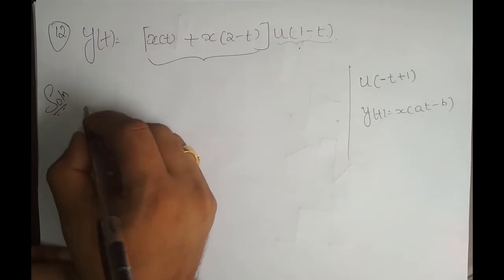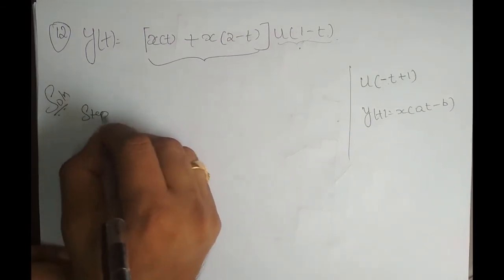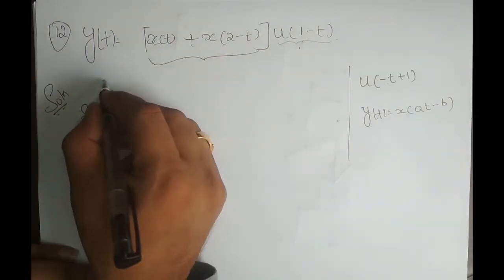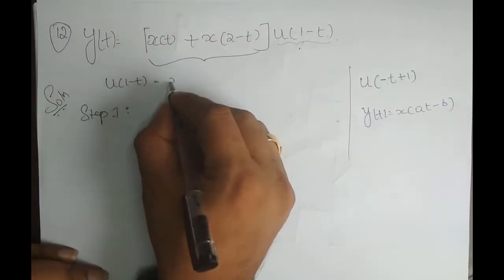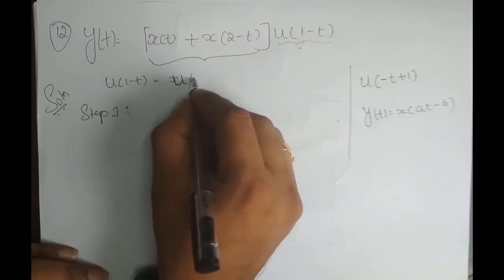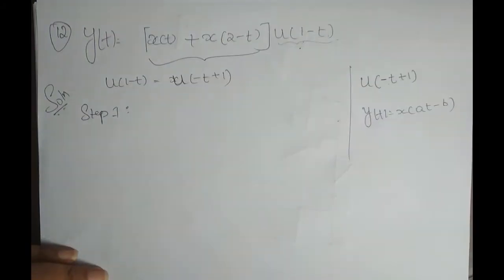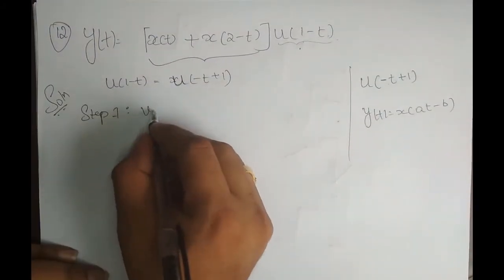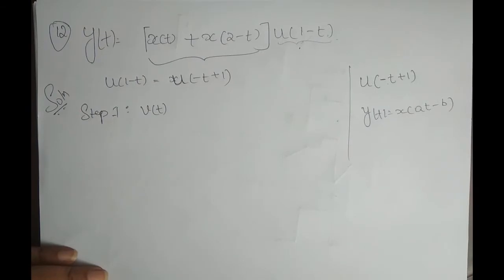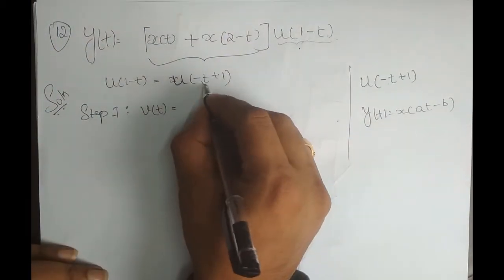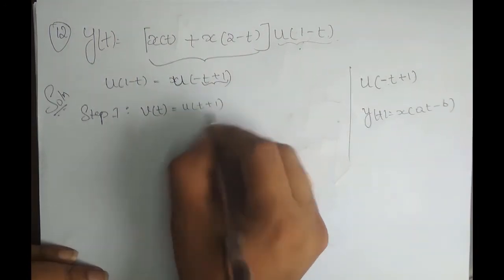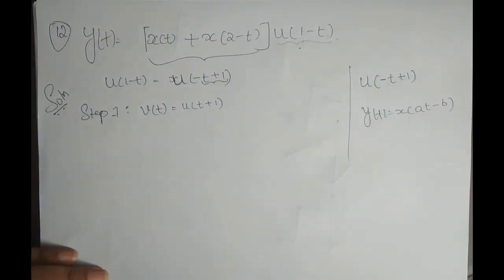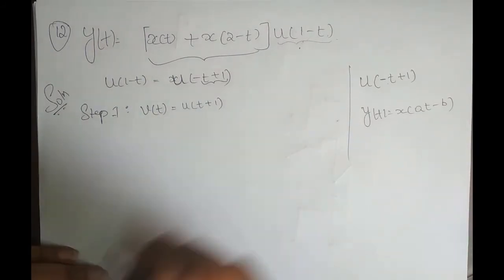Fine. So what we do? Step 1. So we are trying to sketch u of 1 minus t here, which is equal to u of minus t plus 1. So step 1 is we have to sketch the intermediate signal v of t, which involves only the shifting part. So which is the shifting part? t plus 1, right? So u of t plus 1 is the shifting part. Now, in order to sketch u of t plus 1, we should know u of t.